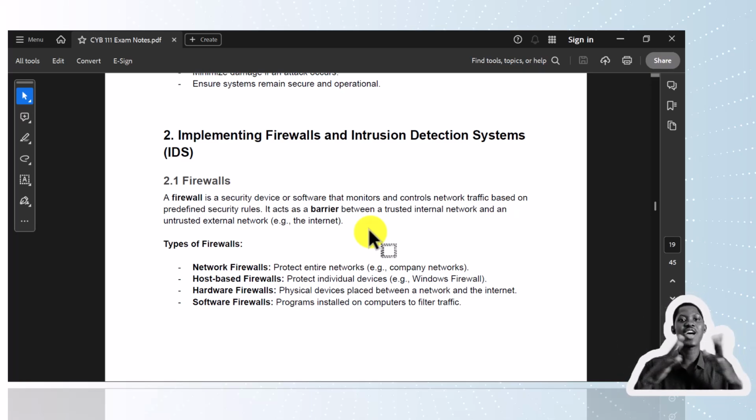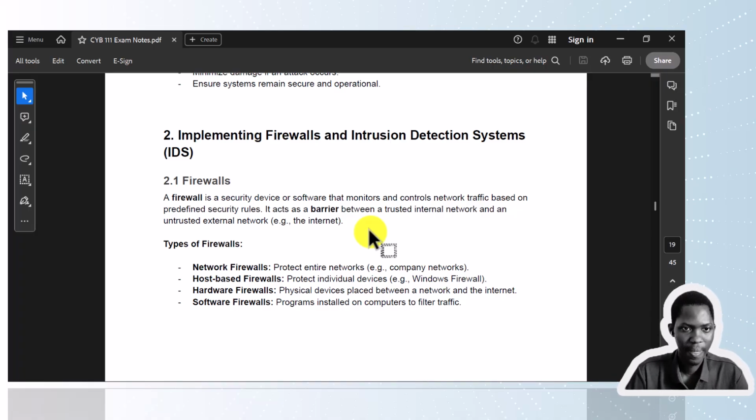So you understand? It acts as a barrier between a trusted internal network and an untrusted external network, most of the time, e.g. the internet mostly. So that is a firewall. Now we have different types of firewalls. You have network firewalls, host-based firewalls, hardware firewalls, software firewalls. These overlap, right? Your network firewall could be hardware, it could be software. Your host-based firewall could be hardware, it could be software. So they overlap.